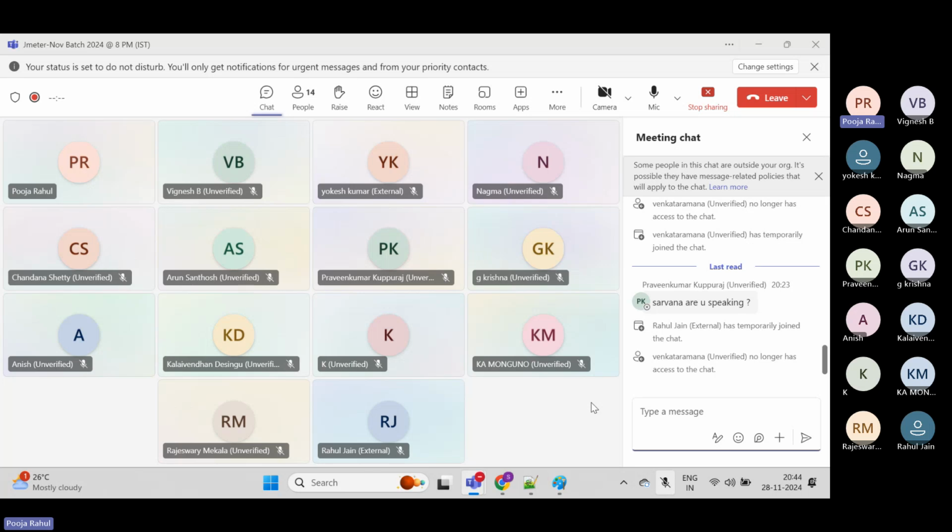Any question, guys, till now? So it is the same as chaos testing, right? Failover testing. Chaos is the latest buzzword everybody is using. Yes.